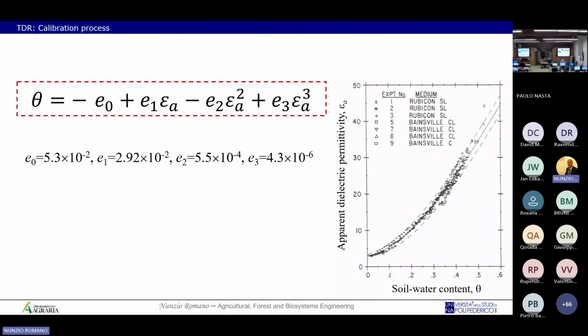If you are interested in having a very precise saltwater content, then you have to collect the soils and make a local calibration. But for most practical applications, you can use this quite general apparent calibration curve that relates the apparent dielectric permittivity to the saltwater content.